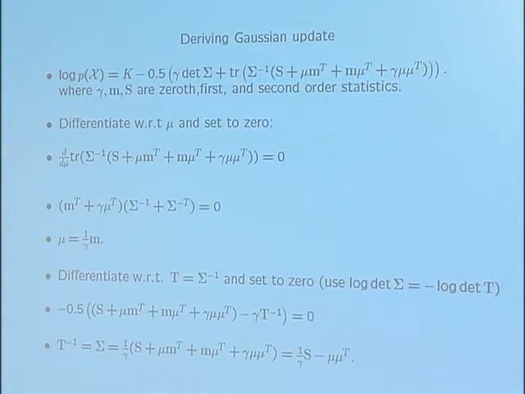And obviously that's kind of what a mean is, right? So that's why we call mu in the Gaussian distribution the mean.